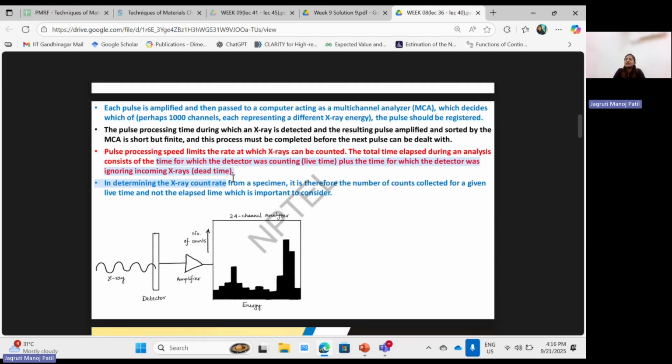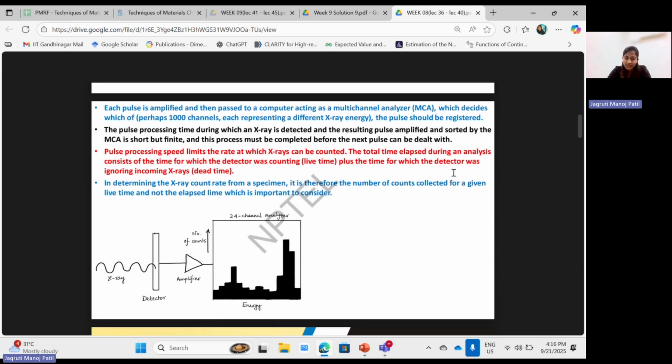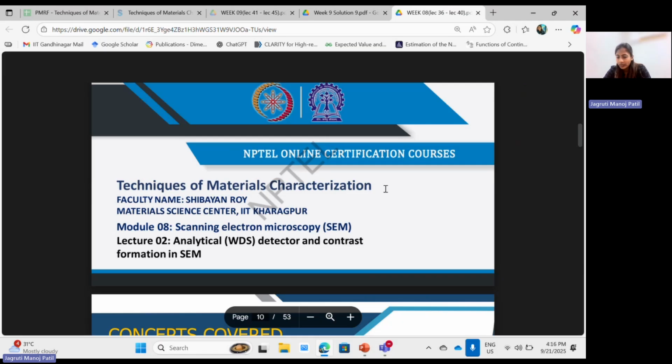So in determining the X-ray count rate from a specimen, it is the number of counts collected for a given lifetime, and not the elapsed time, which is important to consider. So we need to consider the lifetime. Okay, so this was, in short, how EDS works.